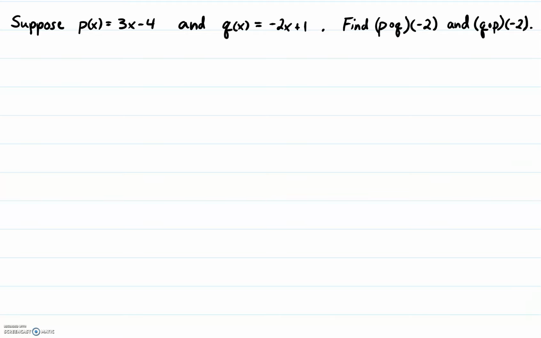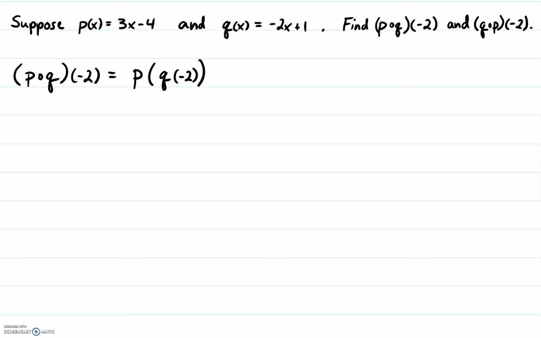What I'm going to do is rewrite these problems. So the first one, we have the p of q. That's what that little circle symbol means, kind of like an O. It means p of q. You're just putting one function inside of the other. Of negative 2. We're going to rewrite that as p parentheses of q of negative 2. Since it is putting one function inside of the other, I'm going to write it in such a way that that's a bit more obvious to us.